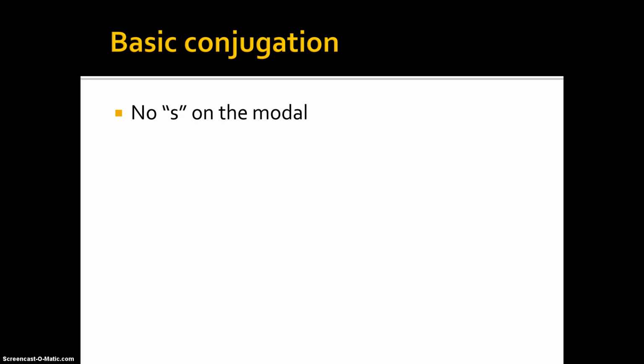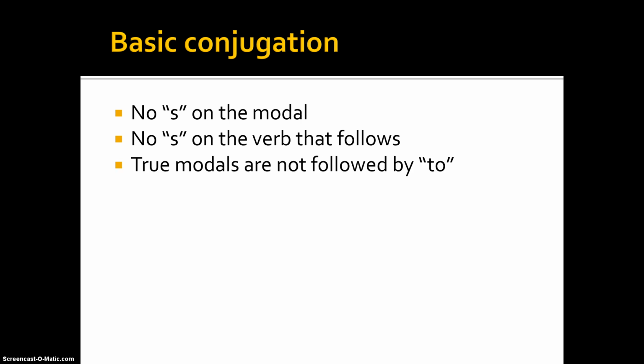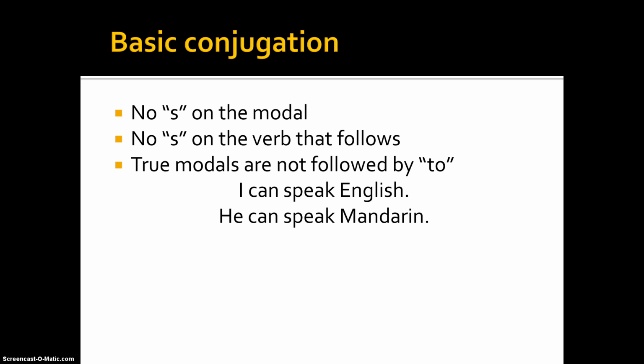The first thing is that there is no S on a modal, and there is no S on the verb that follows. So the verb that follows a word like can or might is always in the base form. True modals are not followed by the word to. For example, I can speak English. That is a correct structure. He can speak Mandarin. That is also a correct structure.